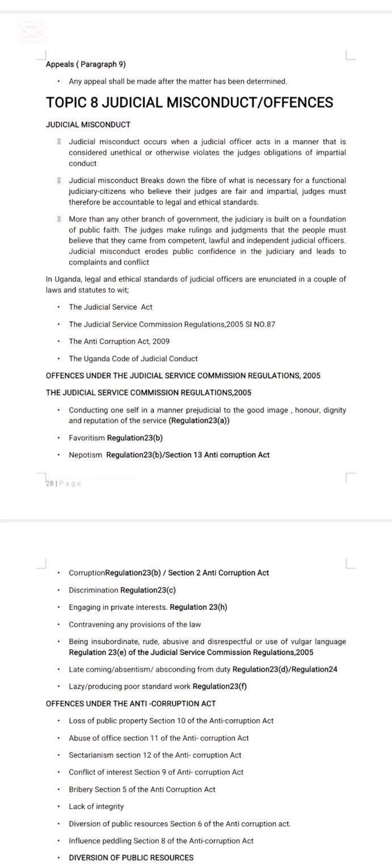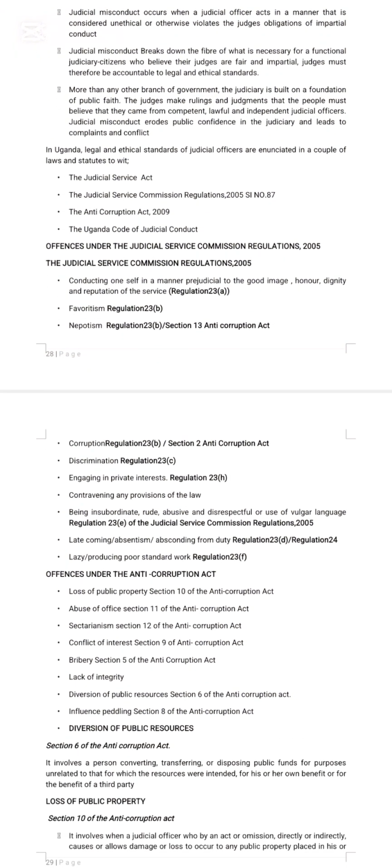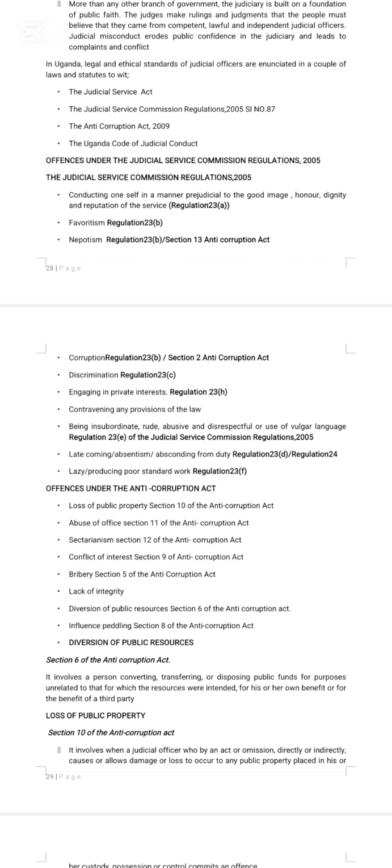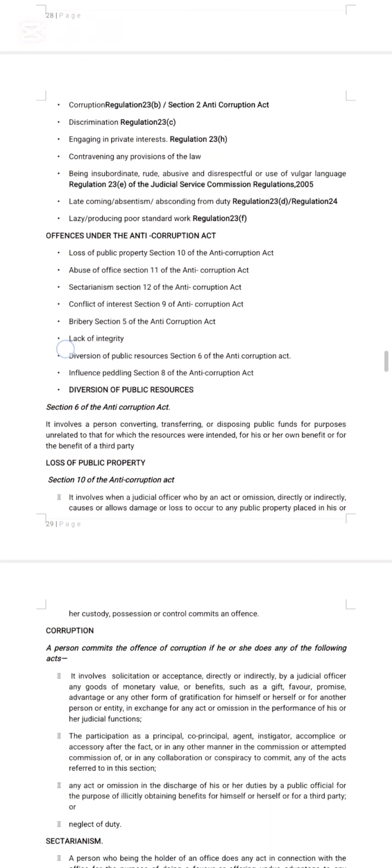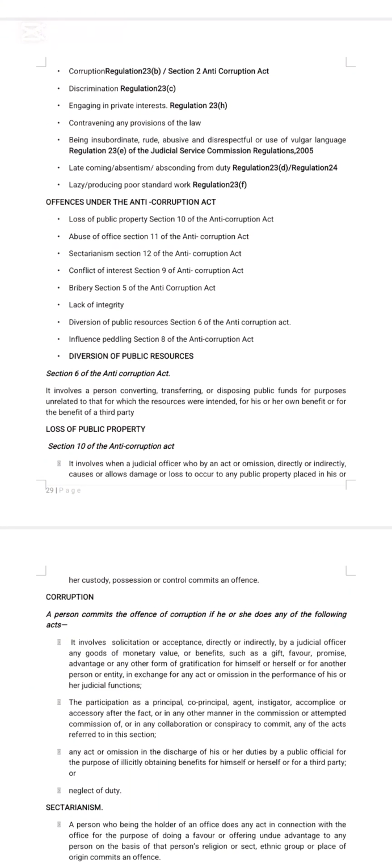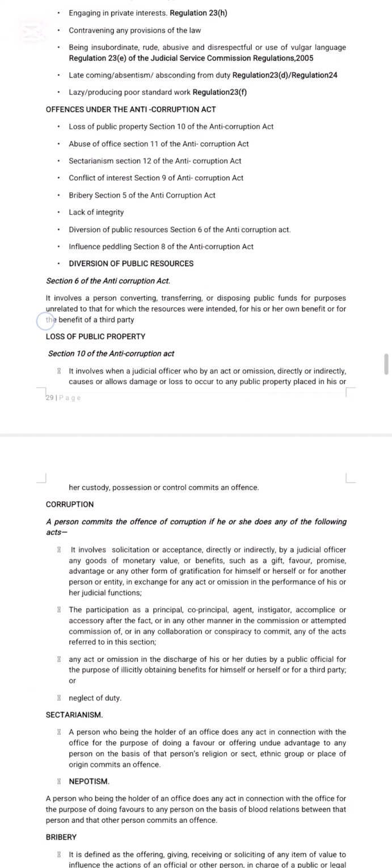So in Uganda, legal and ethical standards of judicial officers are instituted in a couple of laws and statutes, which include the Judicial Service Act, the Judicial Service Commission Regulations, and the Anti-Corruption Act, as well as the Uganda Code of Judicial Conduct. So the offenses under the Judicial Service Commission Regulations include favoritism, nepotism, corruption, discrimination, engaging in private interests, and contravening any provisions of the law.